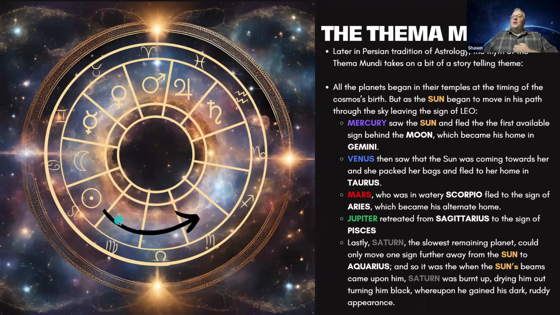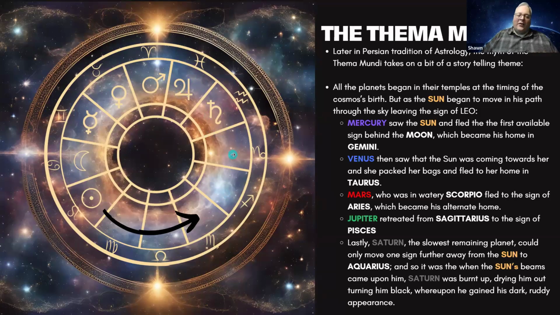And as it moved, Mercury saw the sun coming towards his house, and he didn't want to get burned up. So Mercury fled from the sun and ran to his house in Gemini. Then Venus saw that the sun was coming for her, and she didn't want to get burned up by the sun. And so she packed her bags and she fled to her home in Taurus. Likewise, Mars was in watery Scorpio and saw that the sun was coming for his house next. Mars fled to Aries, his alternate home. Jupiter retreated from Sagittarius into Pisces.